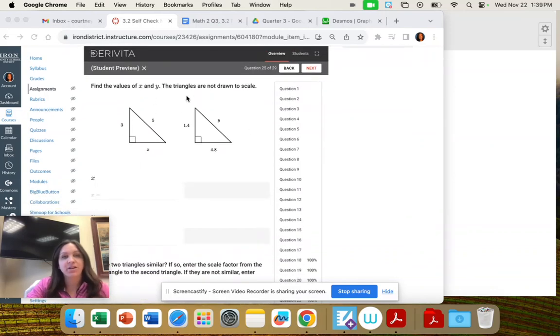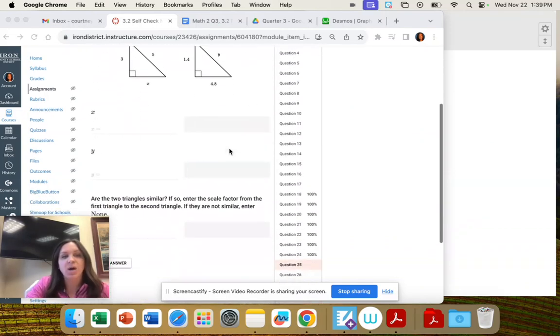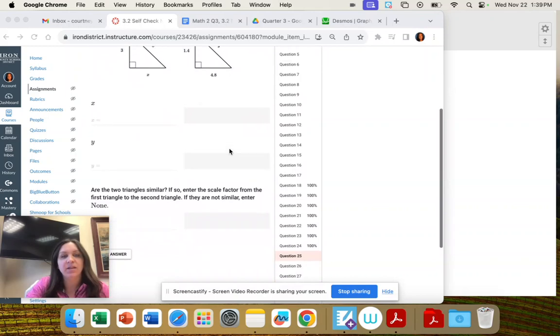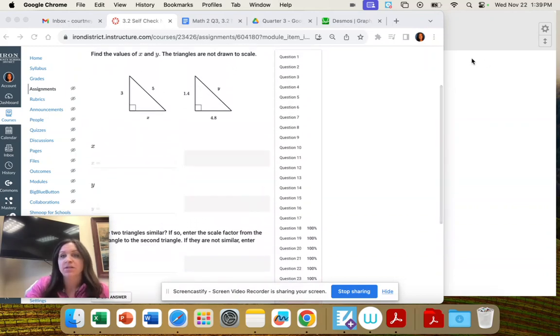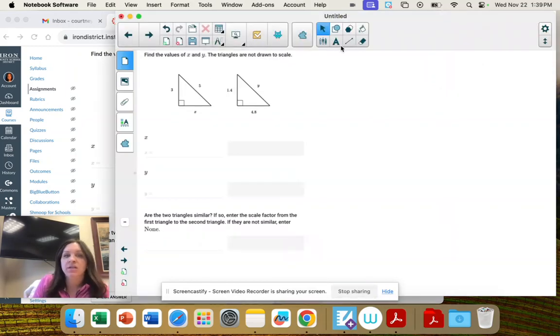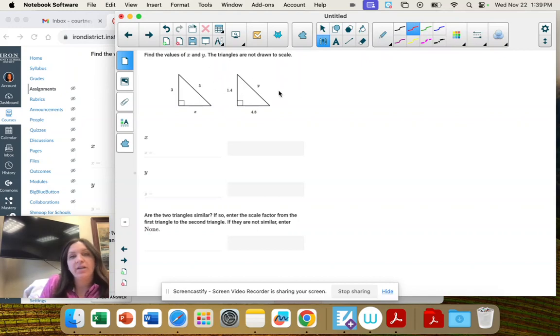We've got two triangles and we want to find x and y and then determine if they're similar by entering the scale factor. So first, let's find x and y. And we're not going to use ratios because we don't know if they're similar or not. We're going to use the Pythagorean theorem because we have two right triangles.